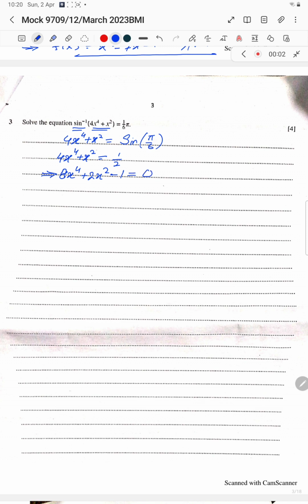Now this is a form of quadratics. The topic of quadratics we have done. So you can say let y equal to x squared. So y squared will equal x to the power 4, right? This will give you the quadratic equation 8y squared plus 2y minus 1 equal to 0. Now apply the quadratic formula, or you can use any method, because factors are also possible here. It's up to you, you can apply any method.